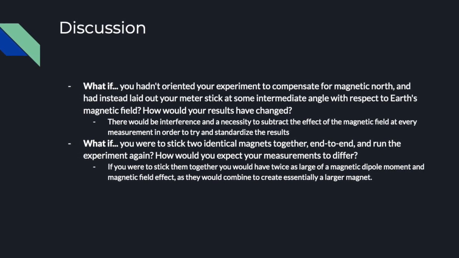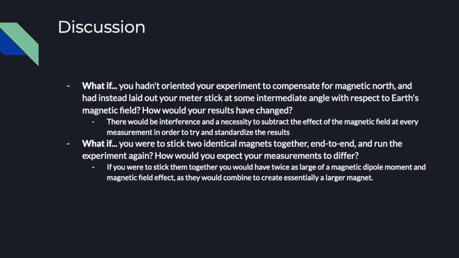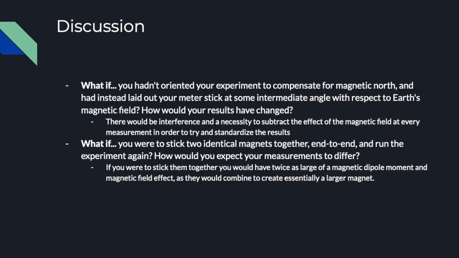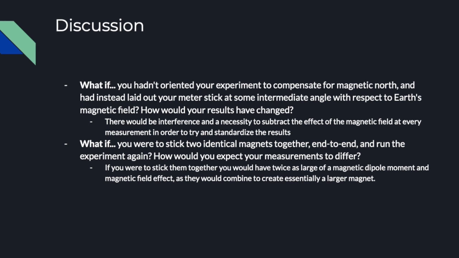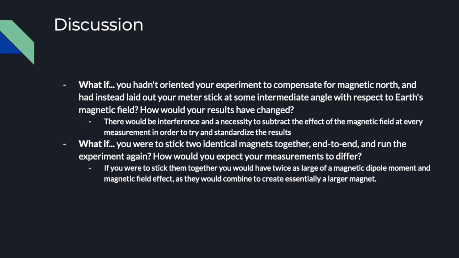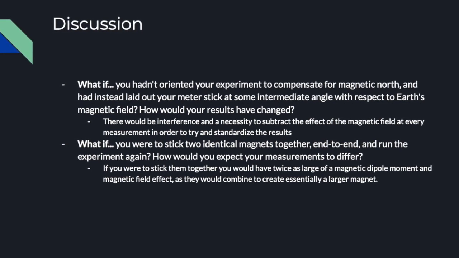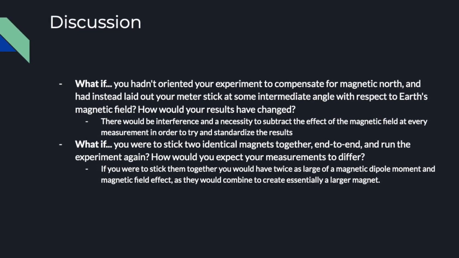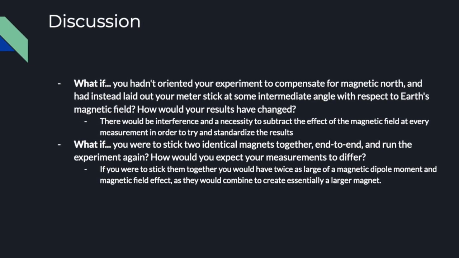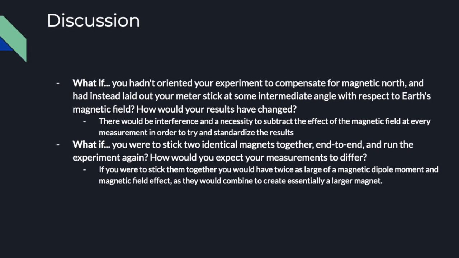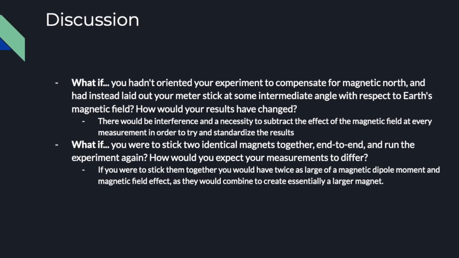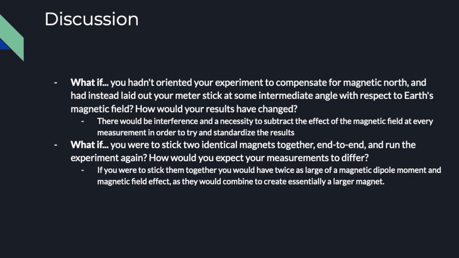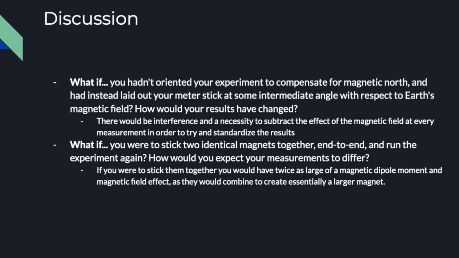The other question was, what if you were to stick 2 identical magnets together end to end and run the experiment again? How would you expect your measurements to differ? Well, if you were to stick 2 magnets together, they would essentially fuse into a larger dipole with twice the magnetic moment, and they would combine to create essentially a larger magnet. This would make our measurements twice as large, having a stronger magnetic field at every point recorded.